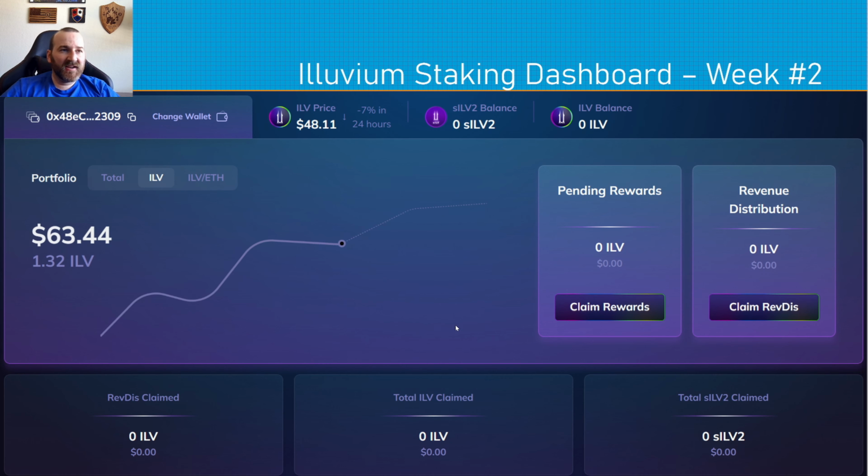Now for our Illuvium staking, this is week 2. So again, revenue distribution has not started yet. So we're still waiting on that. We still have our stake in the program. The current price is actually $48.11 around now as we're filming. So our allocation is 1.32 IOV still, the portfolio values there. But like I said, we have not started revenue distribution yet, so we're still waiting for the program. This might take a few weeks, this might take a few months, we don't know yet. We just started this on the channel very recently.